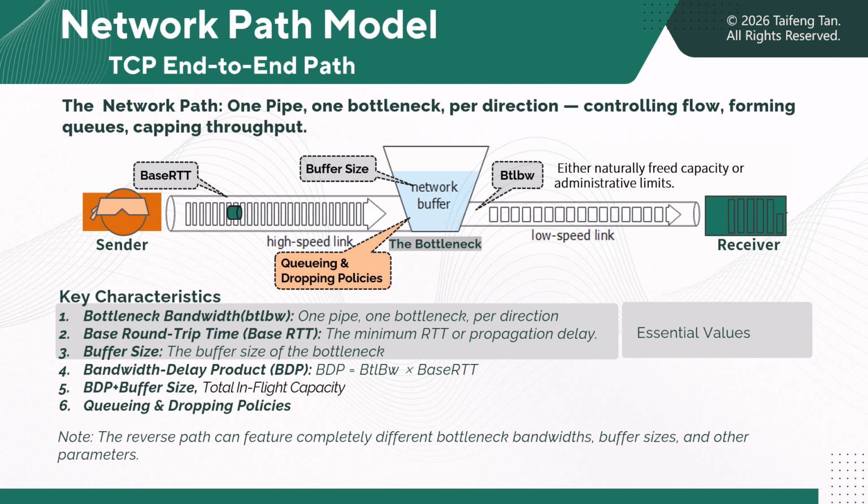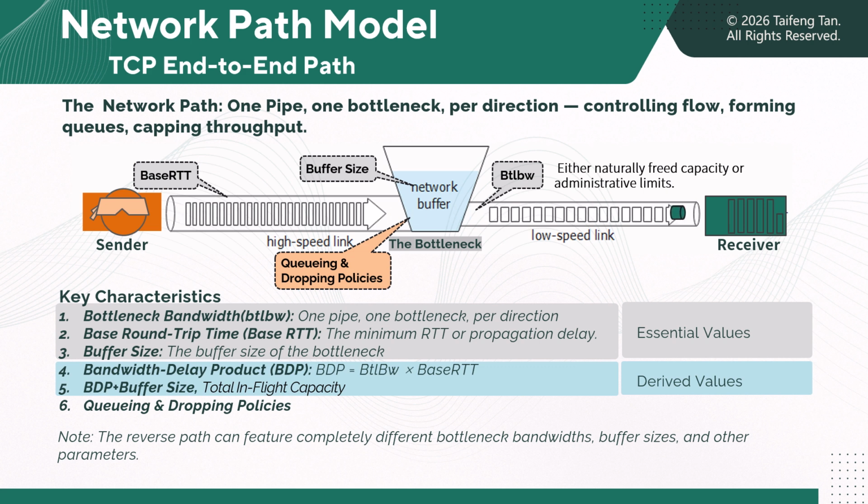From these three fundamental parameters, we can derive two important values that help us understand TCP behavior. The first is the bandwidth delay product, or BDP. If we multiply the bottleneck bandwidth by the base RTT, we get the BDP. Let me write that out clearly. BDP equals bottleneck bandwidth multiplied by base RTT. This value represents the amount of data required to fully occupy the pipe when no queuing occurs. If your data in flight is less than the BDP, the pipe isn't fully utilized. If it approaches the BDP, the link becomes fully utilized.